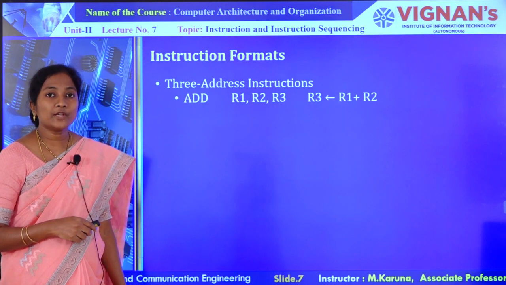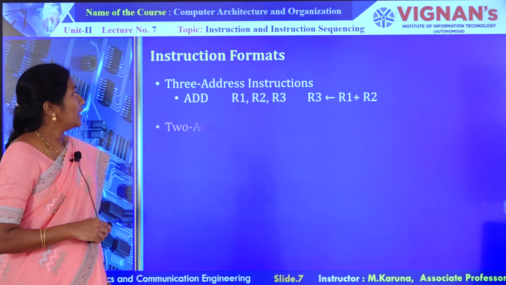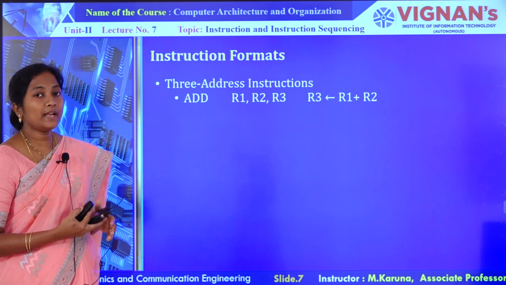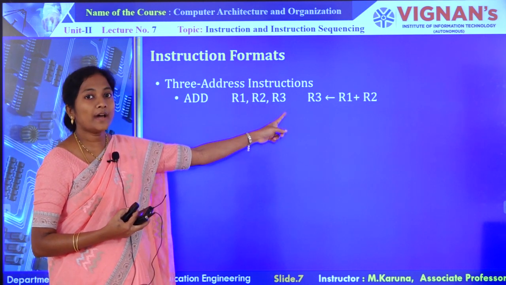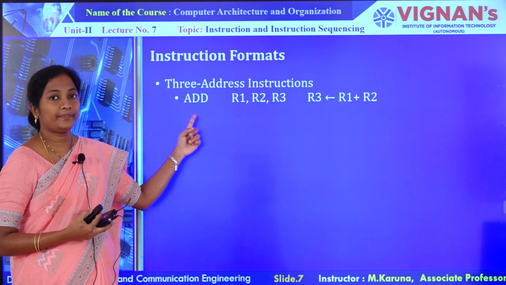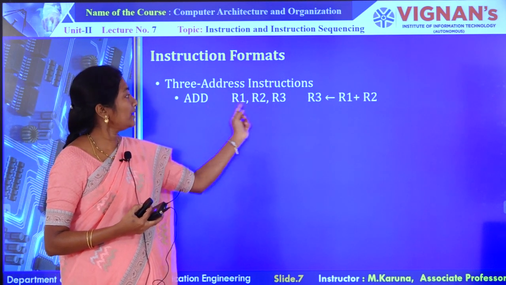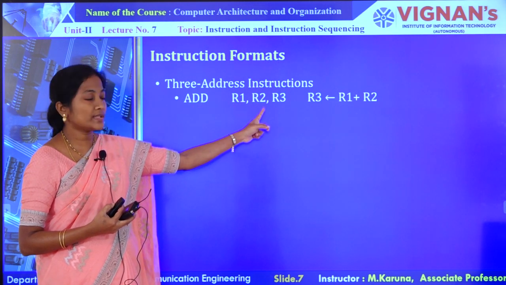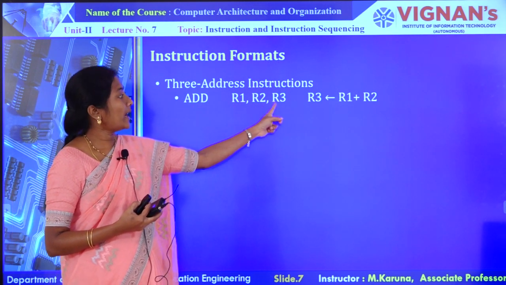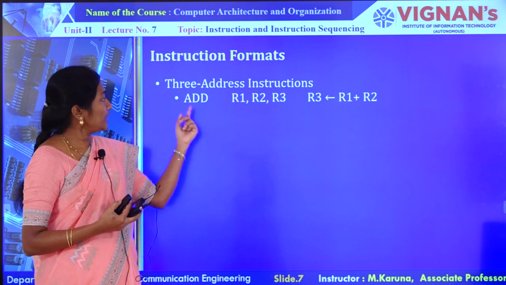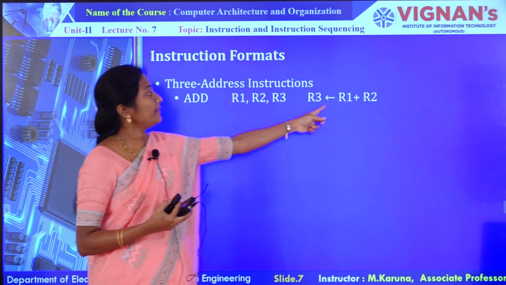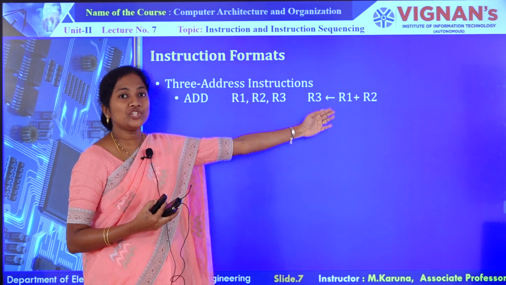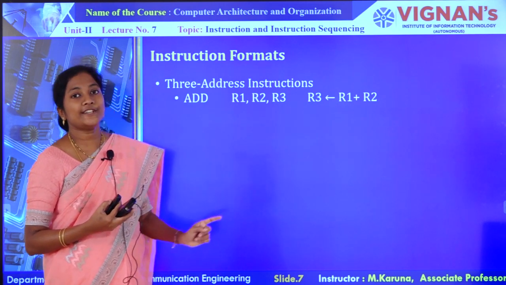There are different types of instructions. 3 address instruction, that is nothing but 3 variables are mentioned in the instruction. These 3 variables here: add R1, R2, R3. I told you R1, R2 are the source contents, R3 is the destination. So, it performs the operation between R1 and R2 data, then after performing the addition operation, output will be transferred to the destination register R3.